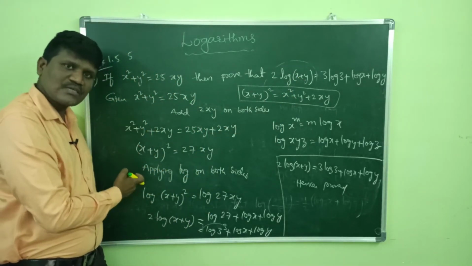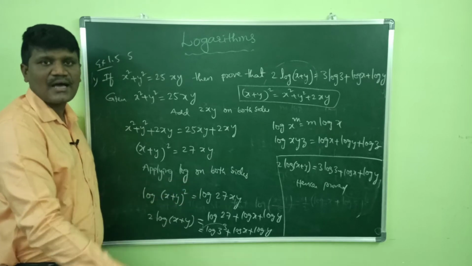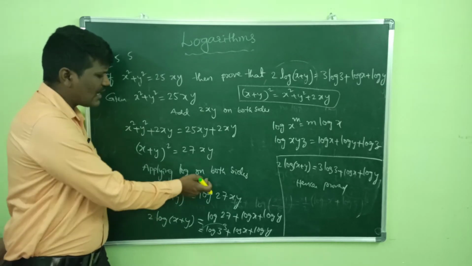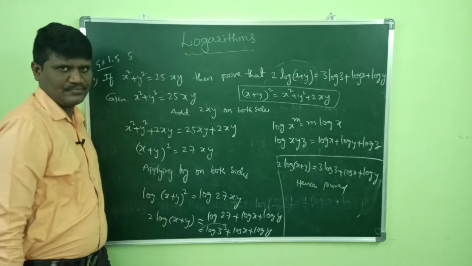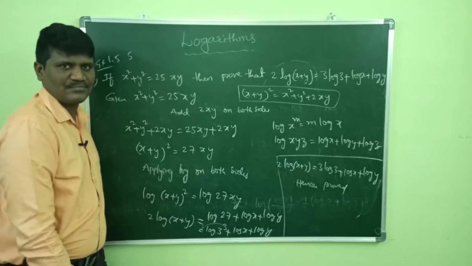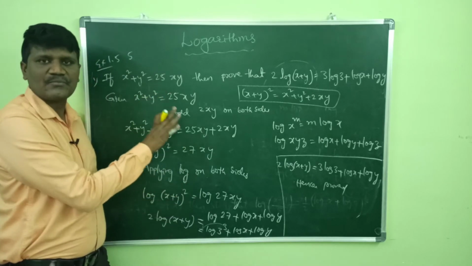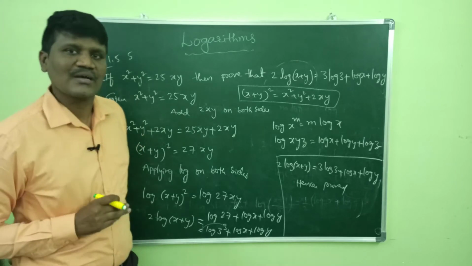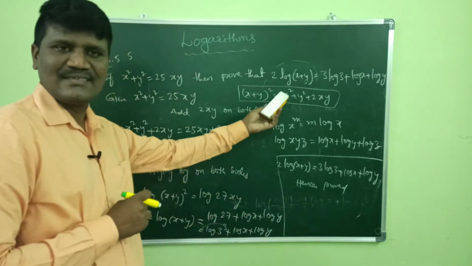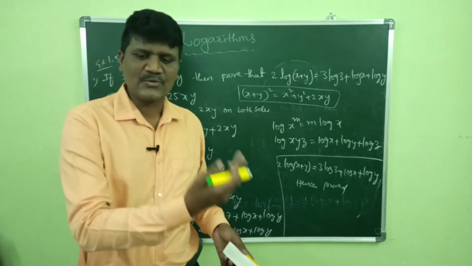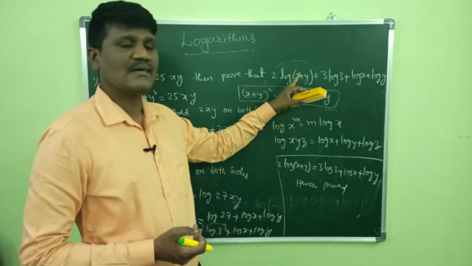And the next important step is applying log on both sides. If you apply log on both sides, you already know the product rule, power rule, everything. Okay, so this is an important problem for 4 marks. Very easy, right? The next problem, let us see one problem based on the minus.